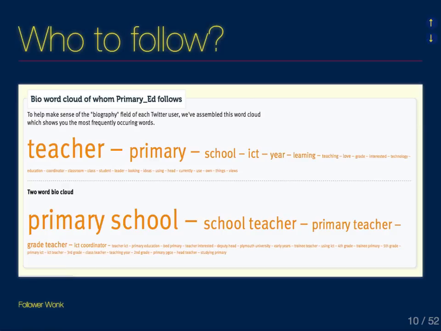By looking at your biography, it allows me to see what your interests are. Then I can go, yeah, primary school teacher, ICT coordinator, more than happy to follow that. Whereas if it was a singer, or whatever's not in my interest, then I wouldn't necessarily want to follow them. So keeping your biography up to date, relevant and specific allows other people to see who to follow and who they might not want to follow.